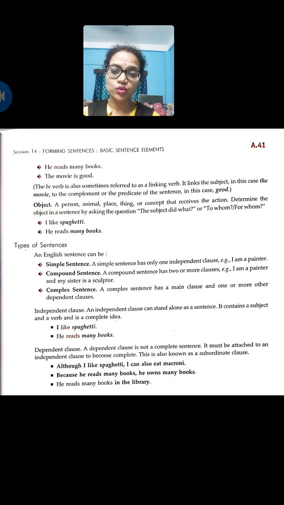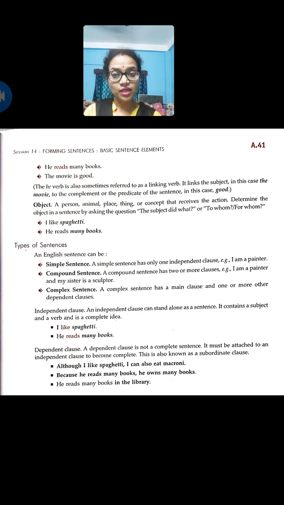So, what is an independent clause? It can stand alone as a sentence. It does not have to take help of any other sentence to give a proper meaning. It consists of a subject and a verb, which makes a complete idea. He read many books. Clear? Read is the verb here, he is the subject here, and many books is the object here. So this becomes a complete simple sentence, or we can say an independent clause.